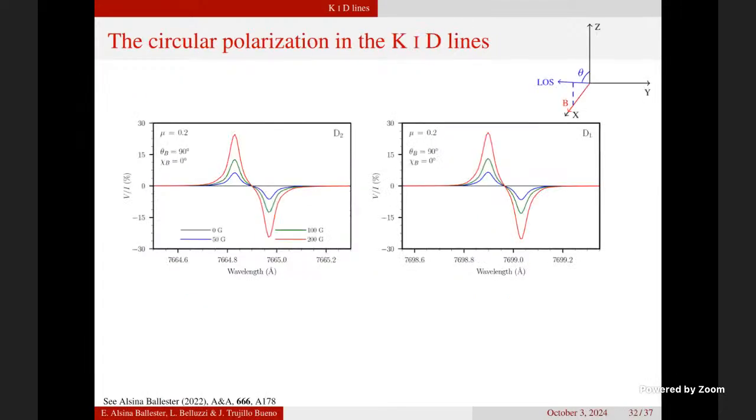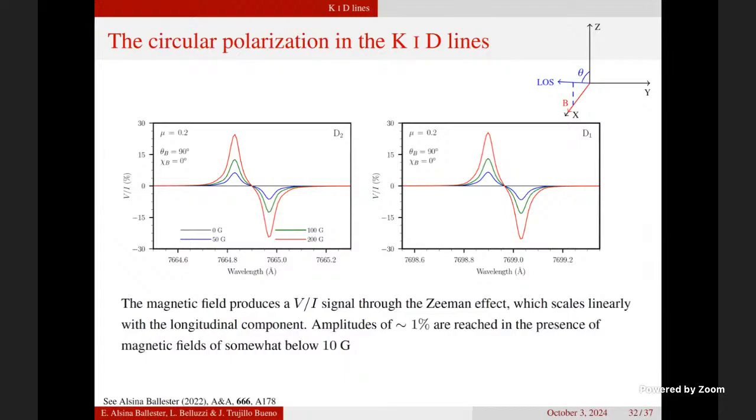As for the circular polarization, I'm again showing the same realization as before, a horizontal magnetic field and a line of sight that is very inclined, and magnetic fields up to 200 Gauss. Again, their peaks increase linearly with the strength of the longitudinal magnetic field, although they are somewhat larger than the counterparts I showed to you of barium. Amplitudes of about 1% are reached in the presence of magnetic fields somewhat below 10 Gauss. Indeed, in the presence of a 200 Gauss magnetic field, we get amplitudes larger than 20%.